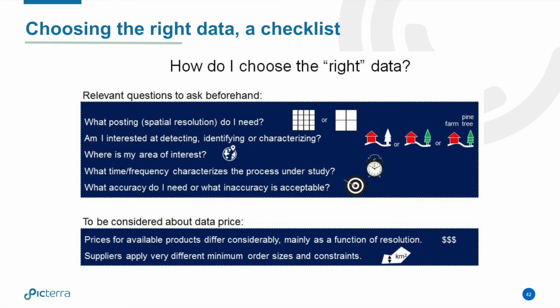But here's at least a short list of questions to ask yourself when you are trying to make that decision, including things like, what spatial resolution do I need? What are the distinguishing characteristics of the thing you're trying to map or detect? Where is your area of interest? What is your desired temporal frequency? And perhaps most importantly, what kind of accuracy are you looking for in your solution?